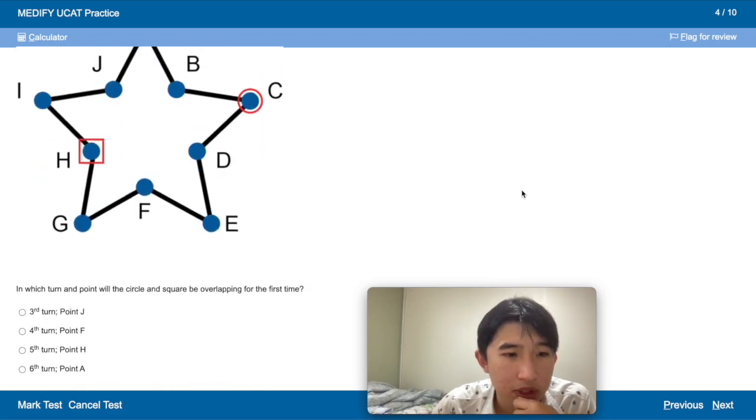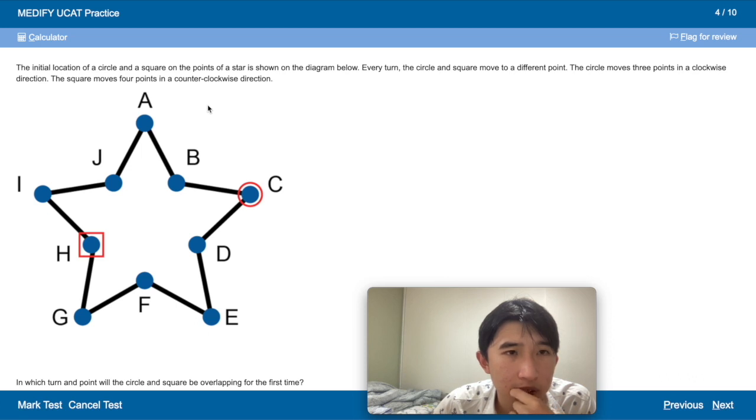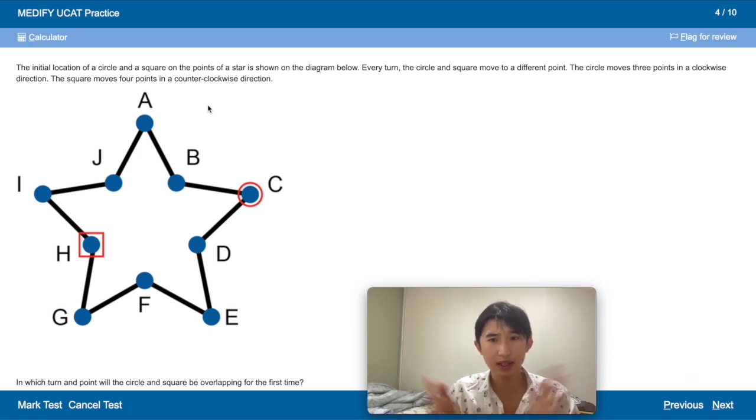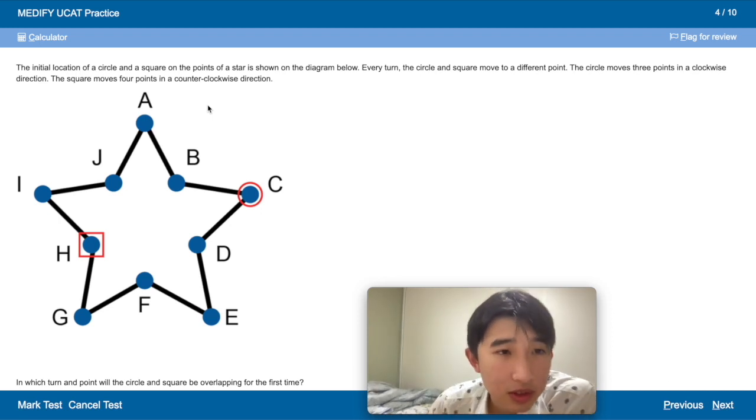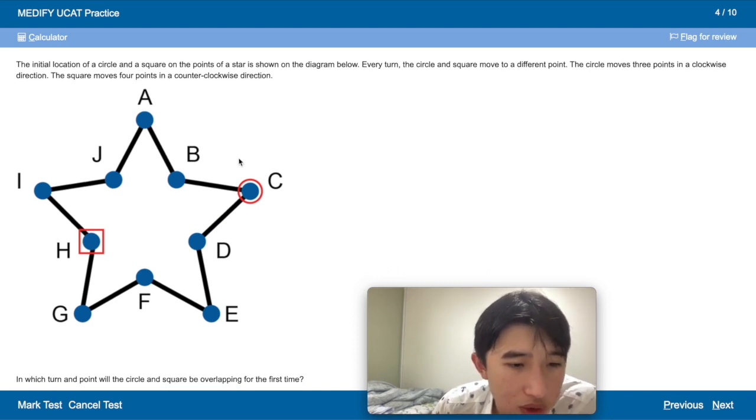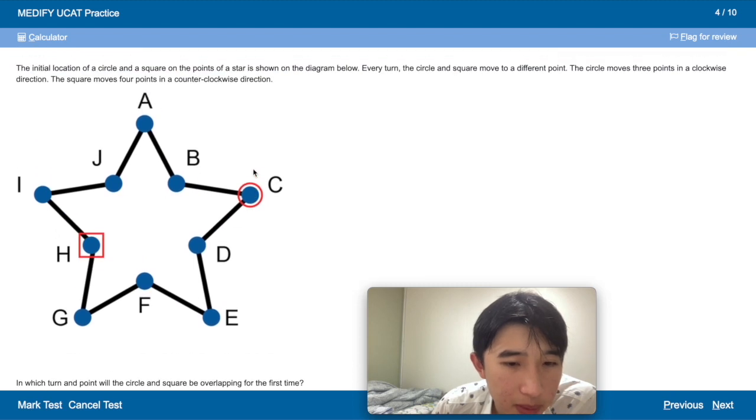Some algorithm stuff, isn't it? Initial location, some decision mathematics, decision maths. Right. Initial location of a circle and a square. Every turn, a circle and a square moves to a different point. The circle moves 3 points clockwise. The square moves 4 points anti-clockwise. In which turn and point are the circle and square revolving?